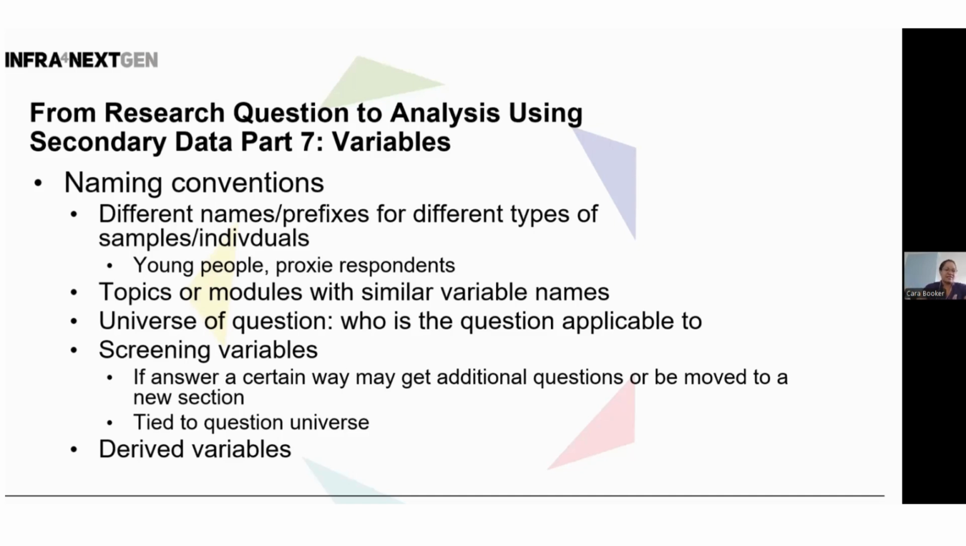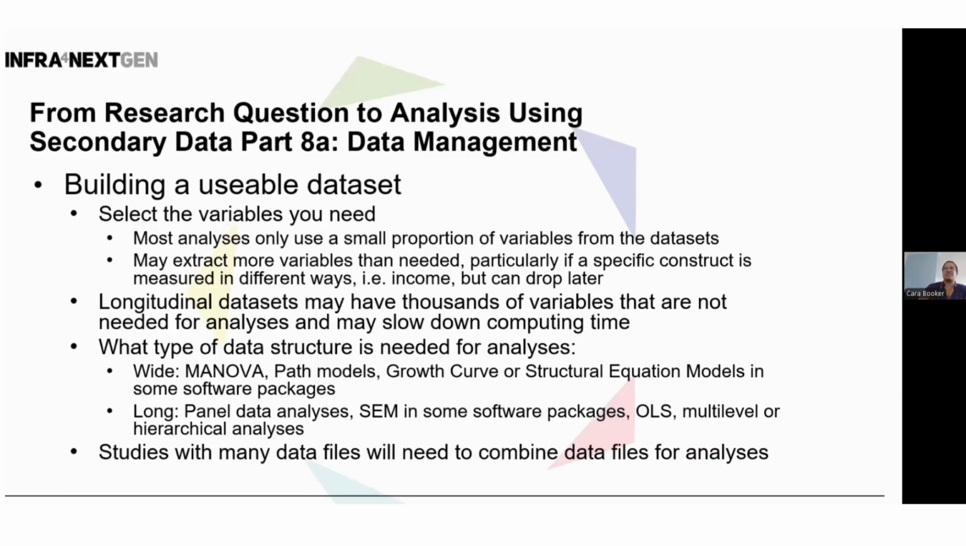And then finally, are there any derived variables? So are there variables that the study produces that are helpful for you? So sometimes studies will produce like a total income, or they will produce scales that are summarized in a specific way, and you can get the total scale. Sorry, I'm going to move a bit faster because I realize I'm going to run out of time soon.